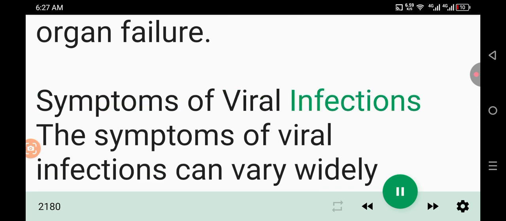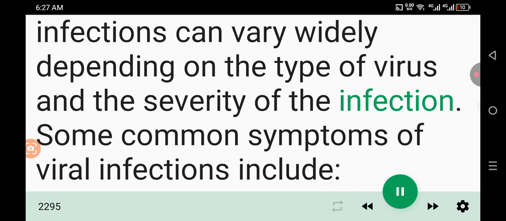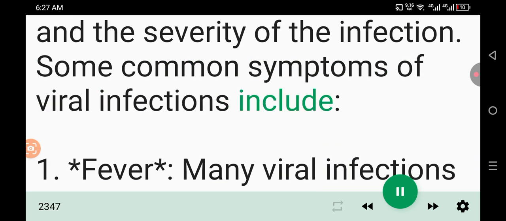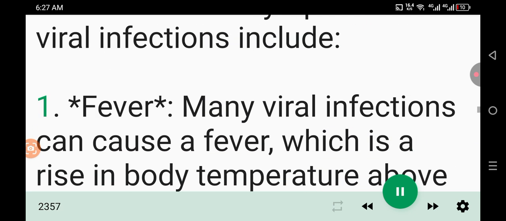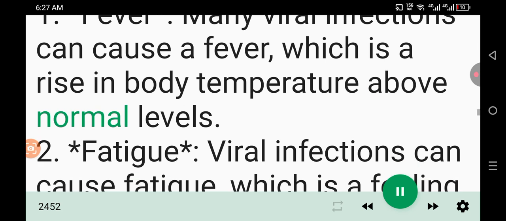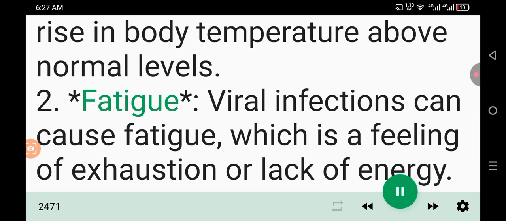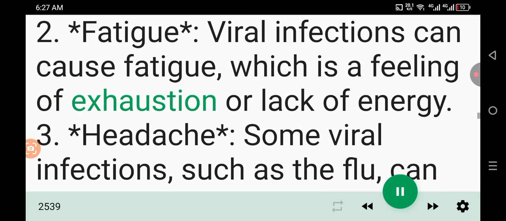Symptoms of viral infections. The symptoms of viral infections can vary widely depending on the type of virus and the severity of the infection. Some common symptoms of viral infections include: 1. Fever. Many viral infections can cause a fever, which is a rise in body temperature above normal levels. 2. Fatigue. Viral infections can cause fatigue, which is a feeling of exhaustion or lack of energy.